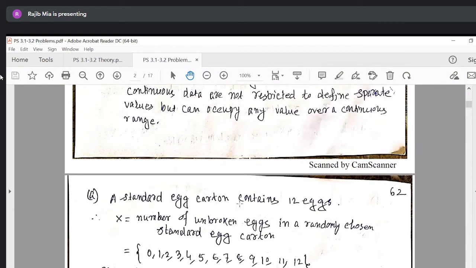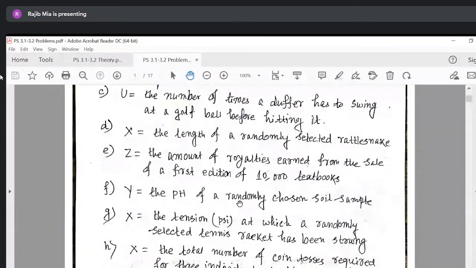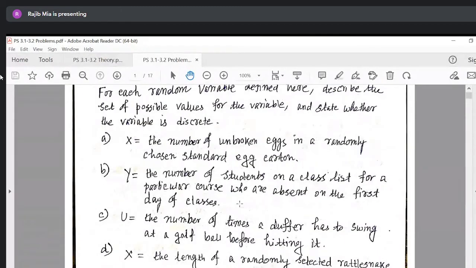If the set is finite, then it is always a discrete random variable. Suppose the random variable y is defined as the number of students in a class list for a particular course who are absent on the first day of classes. Is it continuous or discrete? It is discrete.